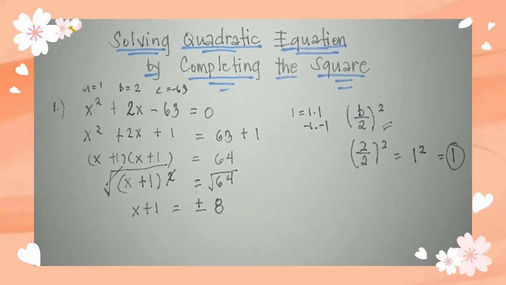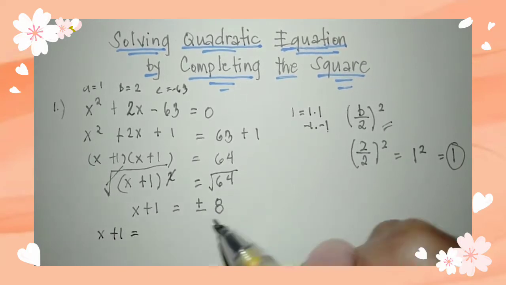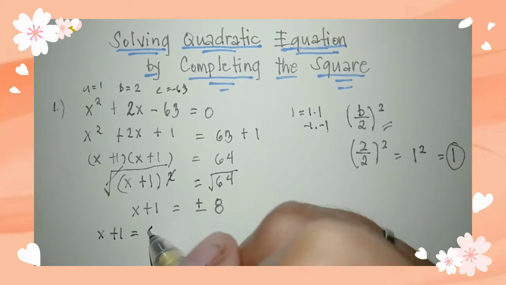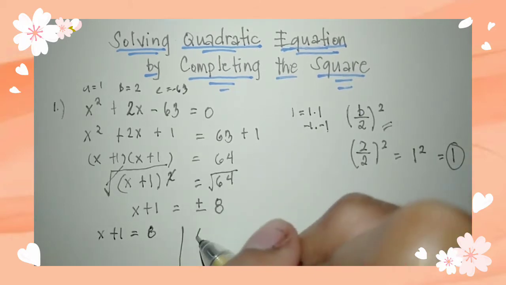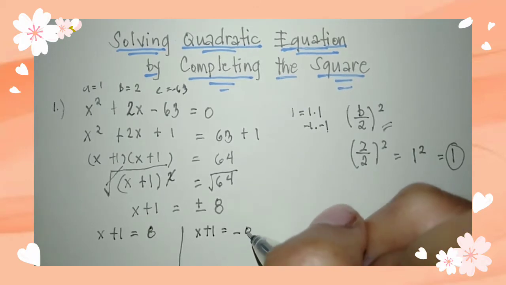By that, magkakaroon tayo ng 2 solutions in here. And we're going to find those solutions. So, we have x plus 1 is equal to positive 8. Paghiwalay na natin si positive and negative 8. And x plus 1 is equal to negative 8. Ayan, no?